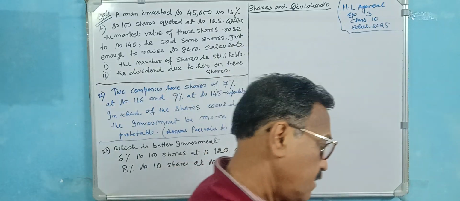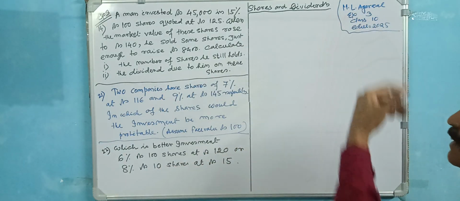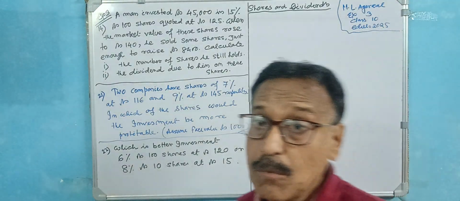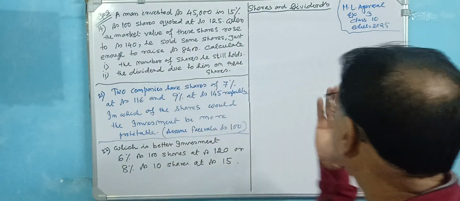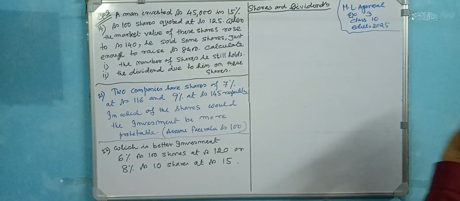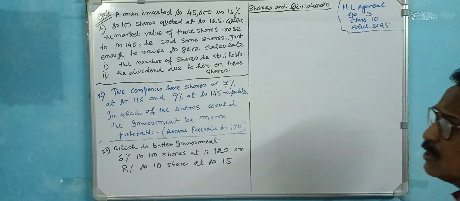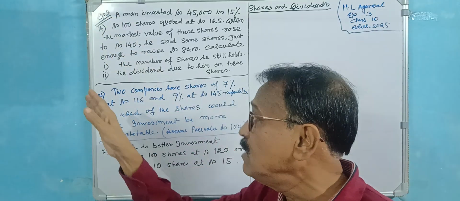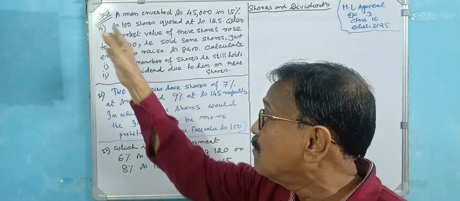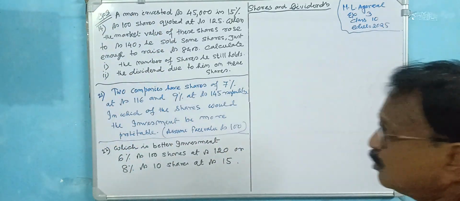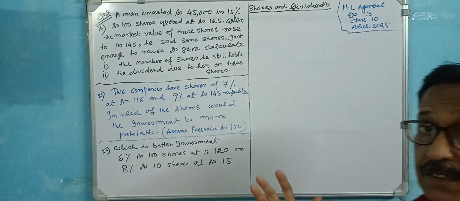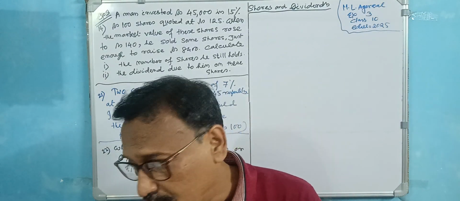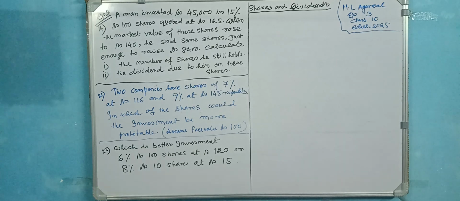Today I discuss the continuation of shares and dividend from the ICSE board class 10, from the M.A. Lagrange book, exercise number 3, edition 2025. Three sums are there: sum number 14, 21 and 22. It's a very easy sum. You know all this problem. The concept must be clear. Okay, let's start.